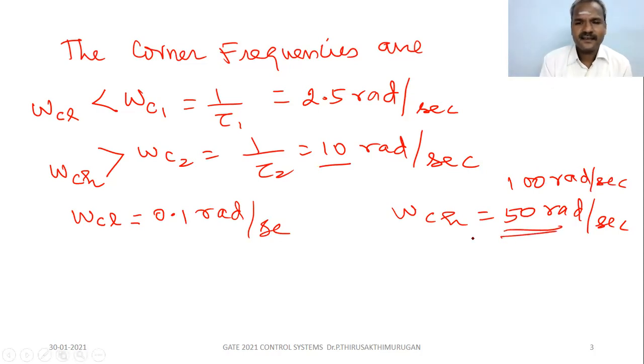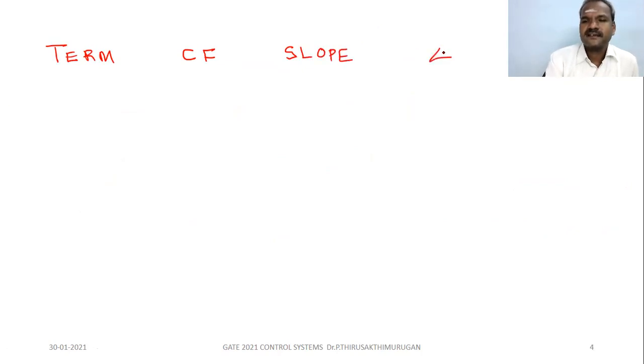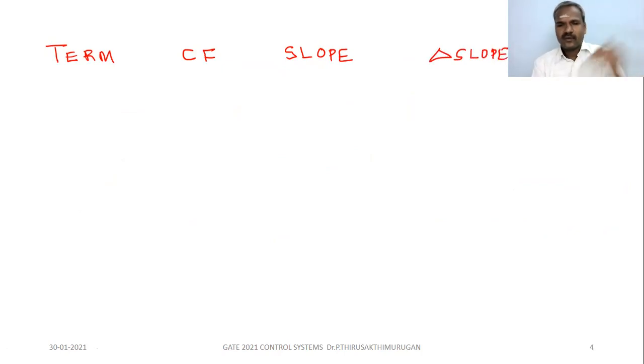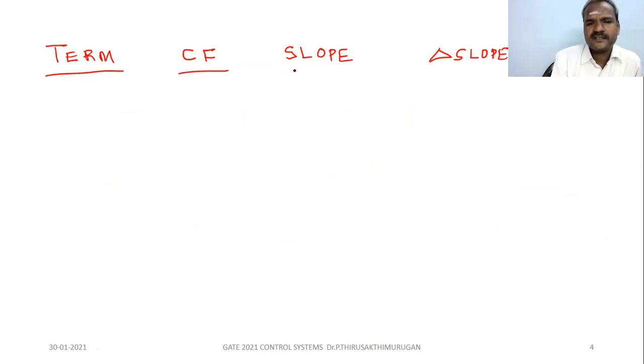Right? Next, we have to tabulate the terms and corner frequencies. So first term, then next is corner frequency, next is slope corresponding to the term. Next, change in slope. Okay, change in slope from one corner. Always the change in slope occurs at the corner frequencies, right? So I am going to consider the columns term, corner frequency, slope.